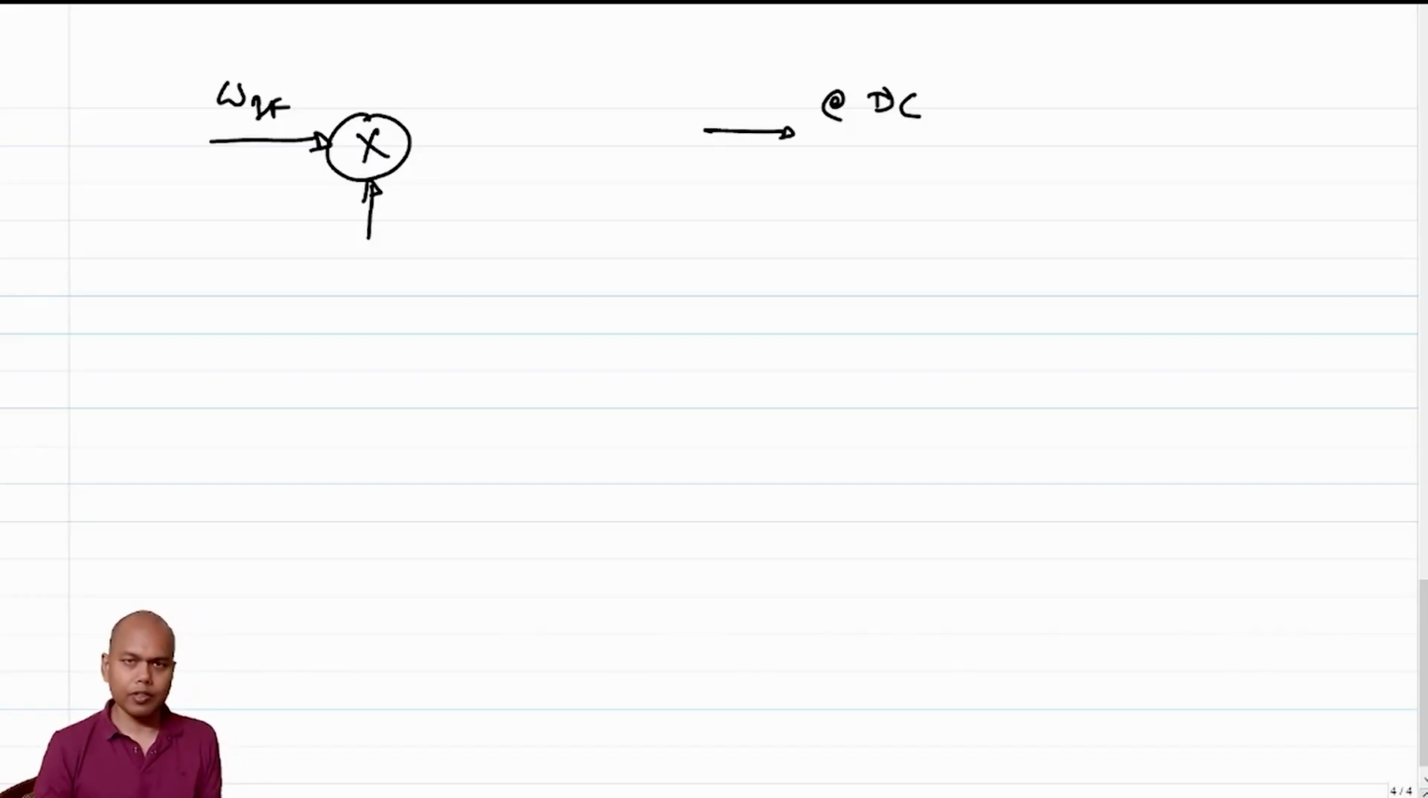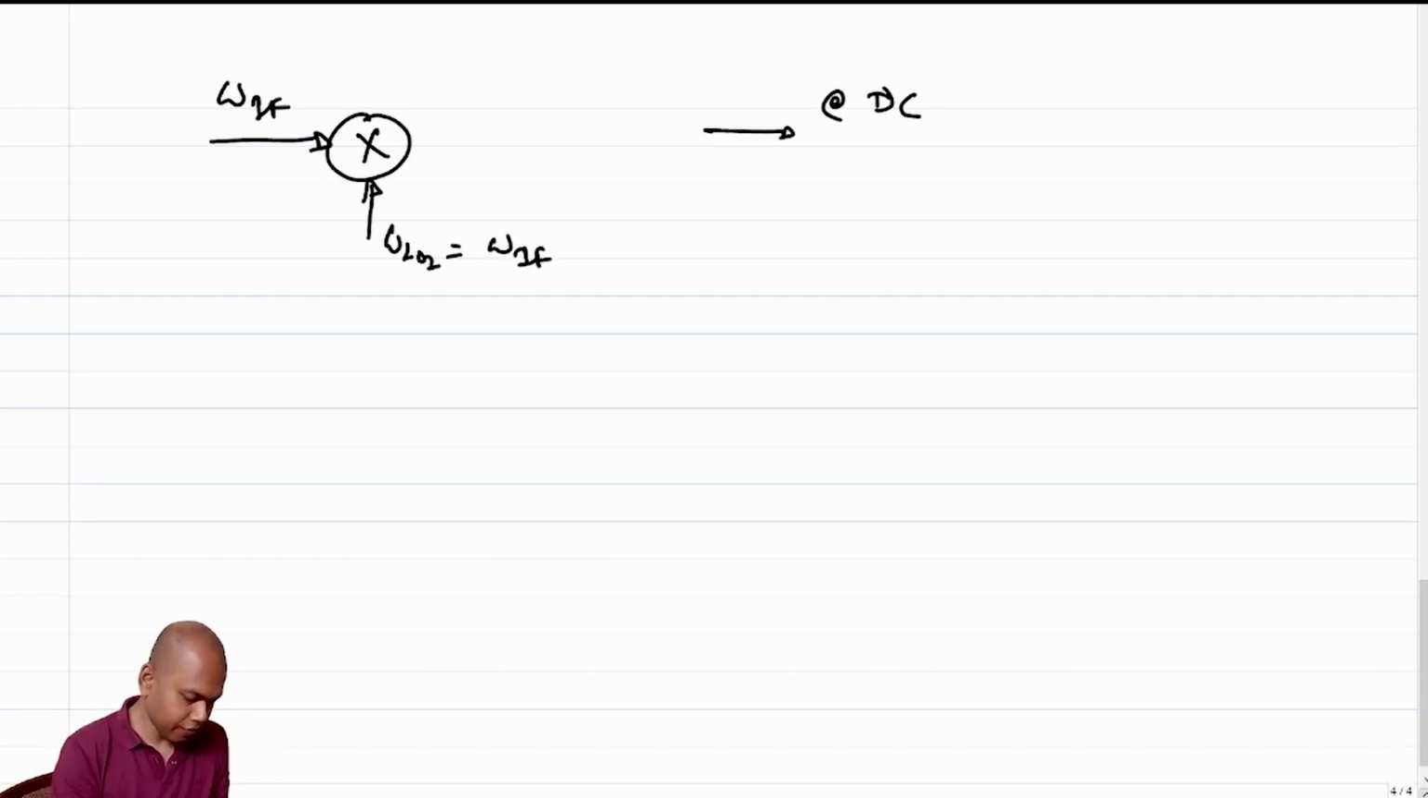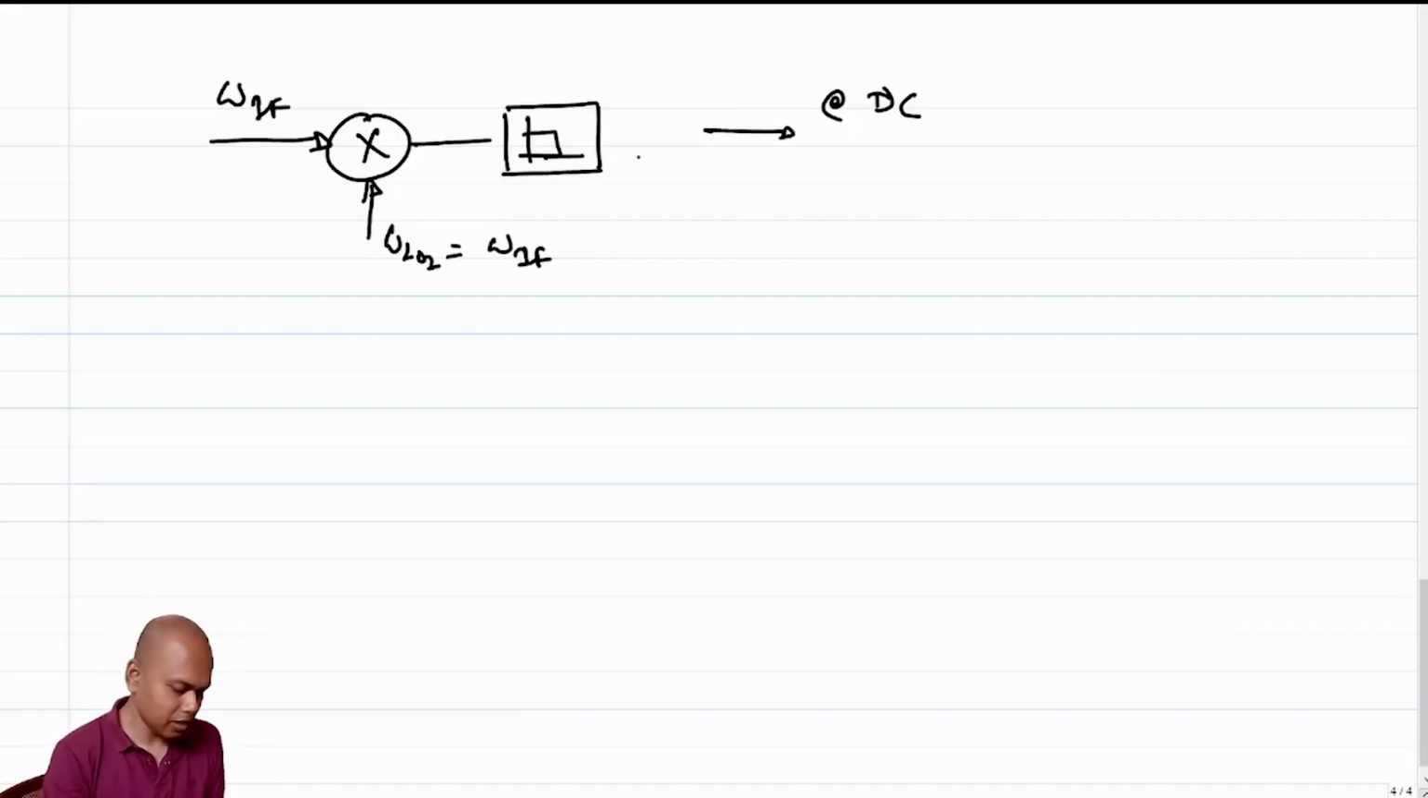What will be the center frequency of the mixer? I call this omega LO2, which will be centered around omega IF, and then we are going to have a low pass filter, right, with the bandwidth of the signal, and voila, the output is around DC, right?